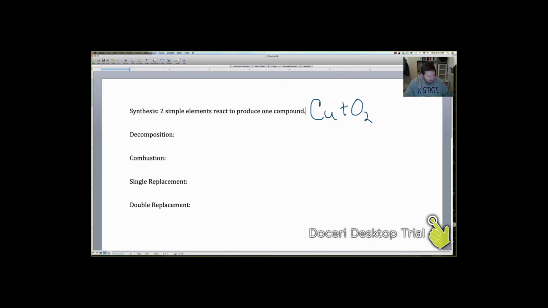So I have 2 simple elements, copper and oxygen. They're going to react to produce one compound of copper oxide. And in this case, I have my compound, and I only have one compound on the product side.